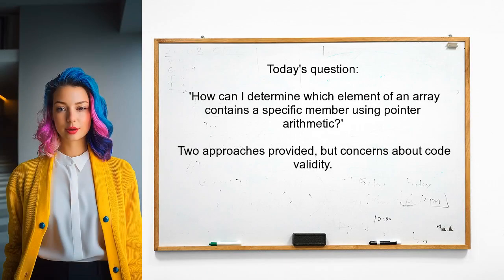Here's the specific question we're addressing today. A user asked, how can I determine which element of an array contains a specific member when using pointer arithmetic? They provided two approaches, but they are concerned about the validity of their code. Sound familiar? Let's break it down together.